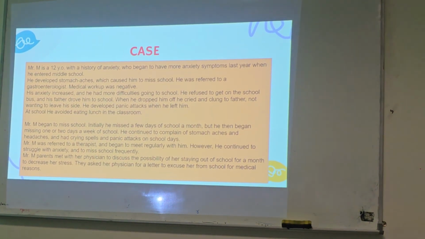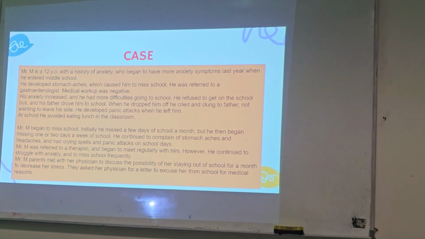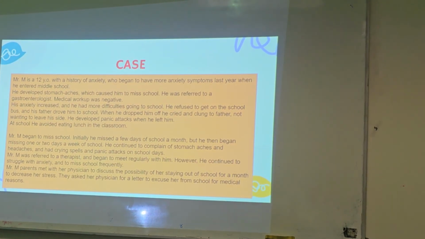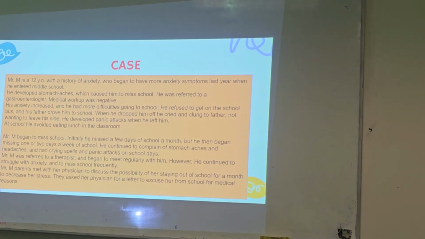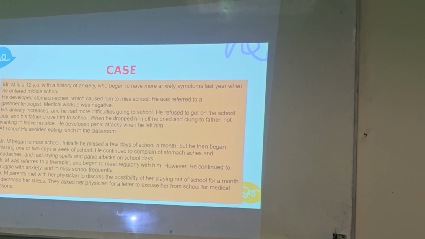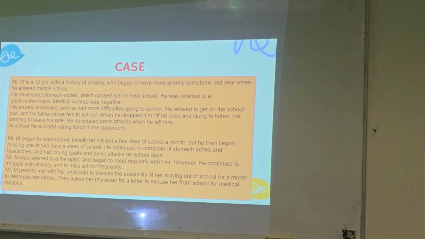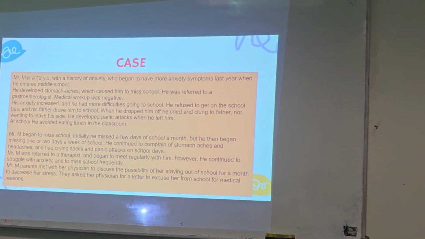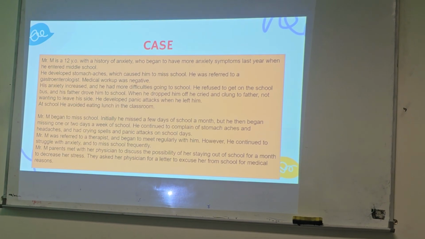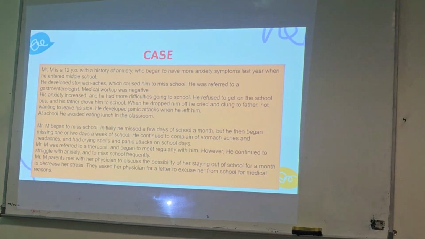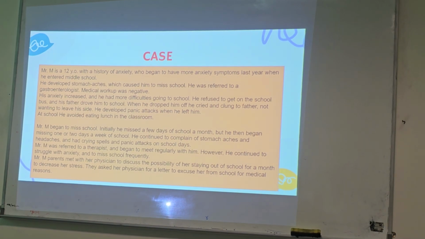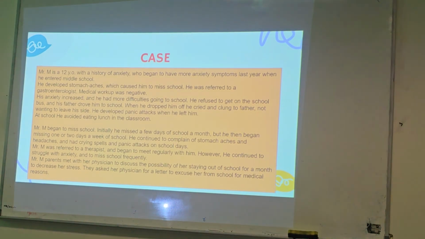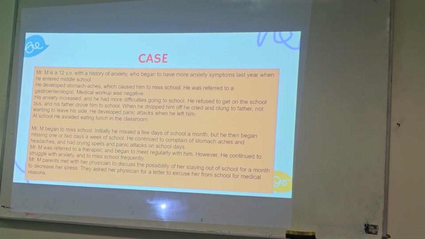His anxiety increased and he had more difficulties going to school. He refused to go to school and he refused to get on the bus. His father drove him to school, and when he was dropped off, he started crying and continued to cling to the father, not wanting to leave his side. The patient developed panic attacks when the father left, and at school he was seen not eating in the classroom. The patient began to miss school, initially a few days a month, but then he began to miss a lot more, 1 to 2 days per week.